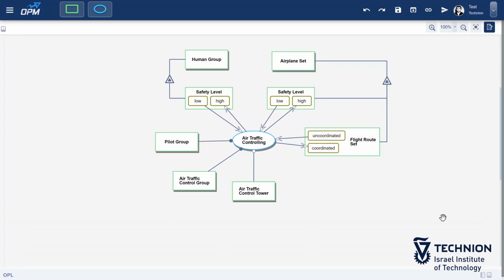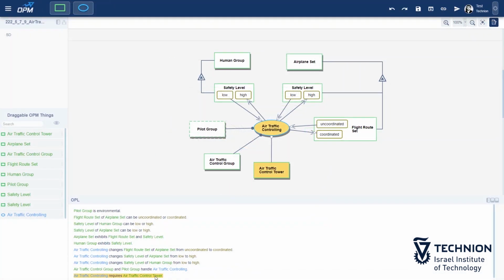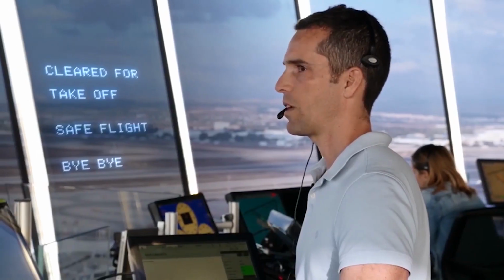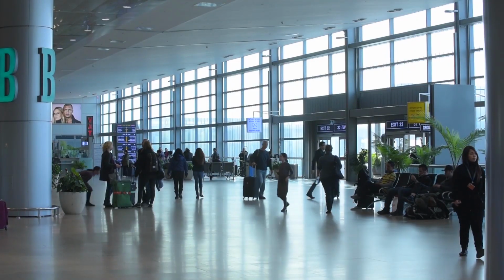Often, the system has a commonly accepted name, air traffic control tower in our case, so we will use it instead. To designate an object as an instrument of a process, we use the instrument link. It is similar to the agent link, except that the circle at the process end is empty, giving it the nickname white lollipop. The OPL sentence reads, air traffic controlling requires air traffic control tower. Our airplane finally received approval to take off. Excellent! Let's get in line for boarding.